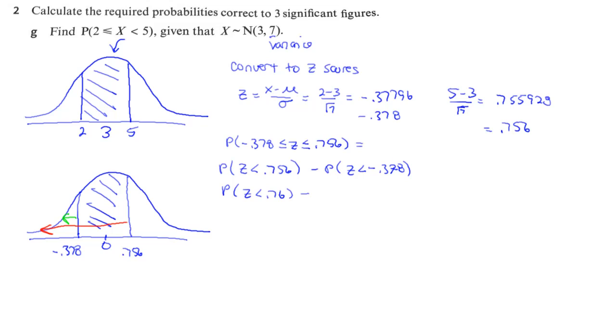But for this other one, I've got to convert it to a positive. So keep in mind, on the other side, it's perfectly symmetrical. So this number 0.378, the positive one, above it is the same space that's below negative 0.378.